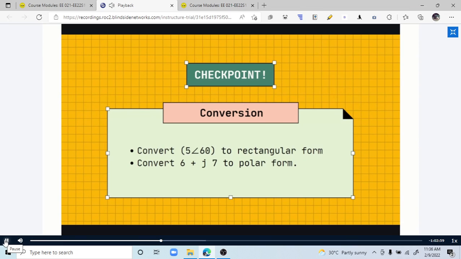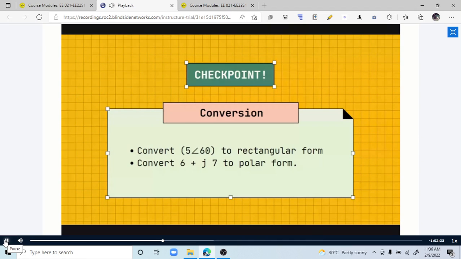Upon pressing equal, what would appear? Okay, it's still 6 plus 7i because again, the default of your calculator is always in rectangular form. So it is not yet converted. It is in the rectangular form as well. Correct? So what you are going to do is press shift.